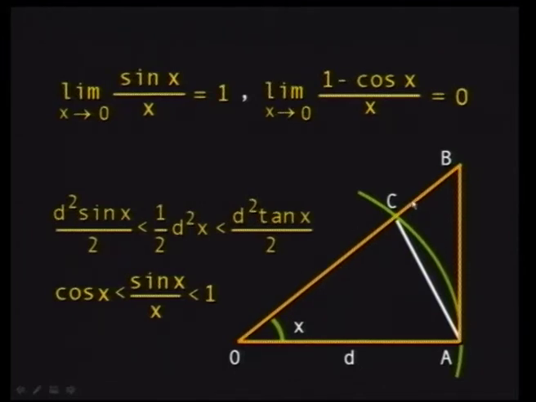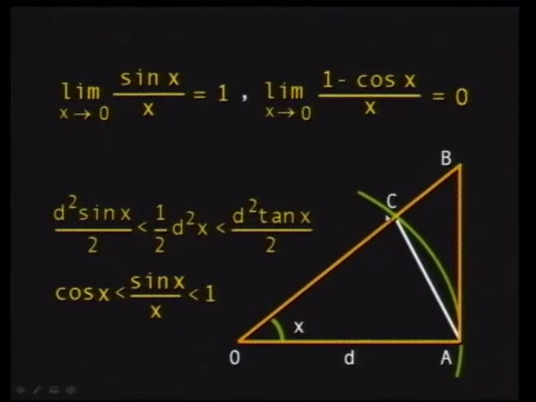You have a circle of radius, for example, d. Here you have a radius making an angle x with the horizontal. You extend it to the point B, where AB is perpendicular to OA. Now here you can compare three areas.